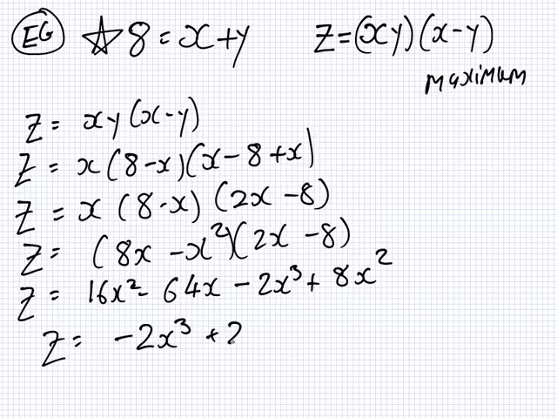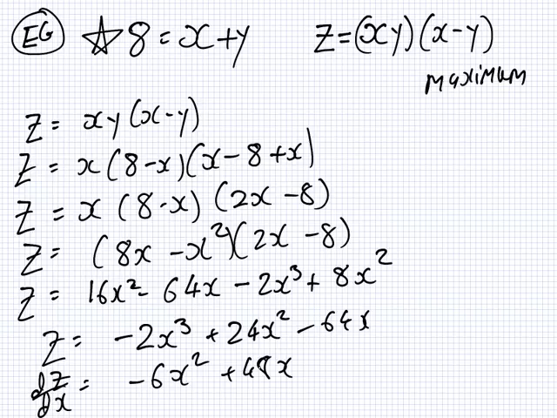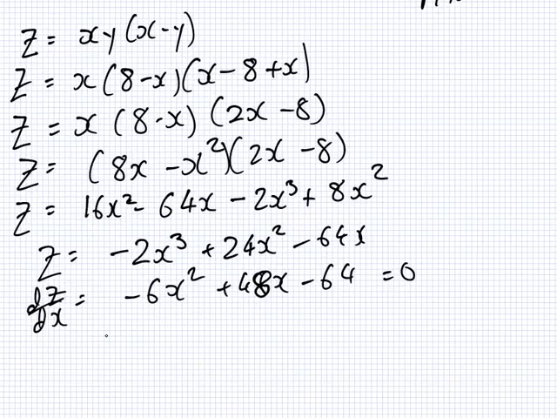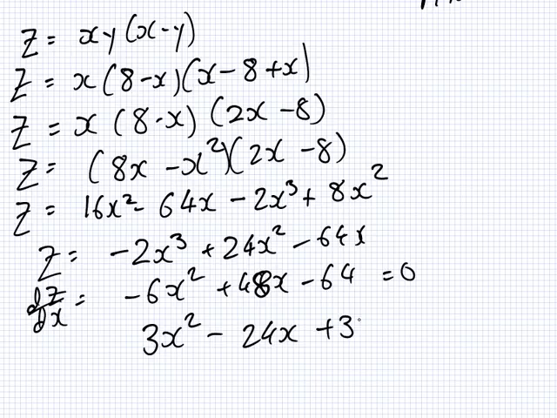plus 24x squared minus 64x. We want to make this a maximum, so its derivative needs to be 0. Minus 6x squared plus 48x minus 64 equals 0. I suppose I could divide by minus 2. That would be 3x squared minus 24x plus 32 equals 0. That's as good as it's going to get. This doesn't have factors.